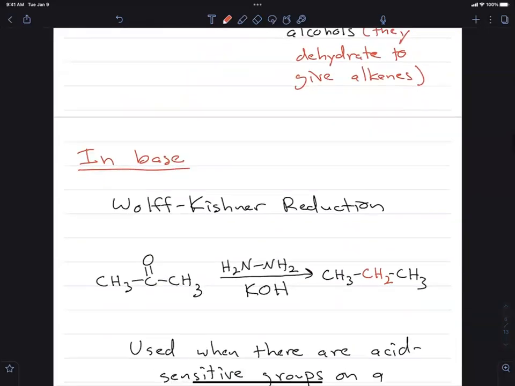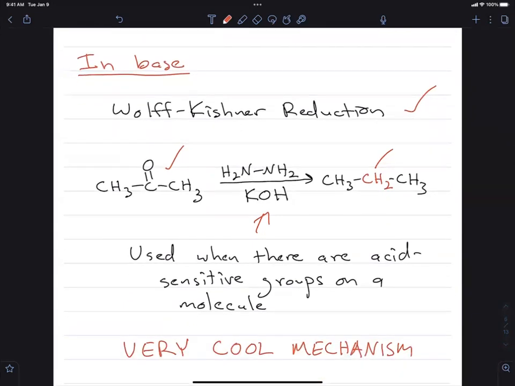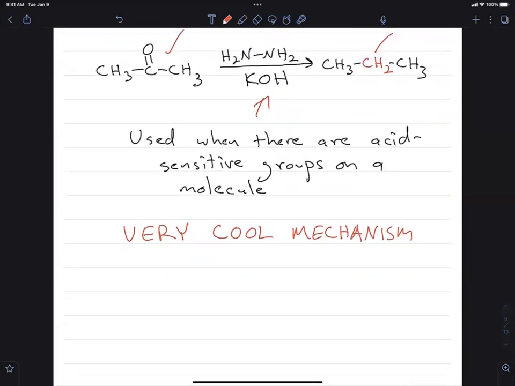That was in acid. In base, there is a different reaction called the Wolff-Kishner reduction. And in that reaction, we take this carbonyl group and also turn it into a CH2, but notice we're doing this in base. And so in your molecule, if you have acid-sensitive groups like that tertiary alcohol, you can use the Wolff-Kishner reduction. And besides, it has a real cool mechanism. So let's take a look.